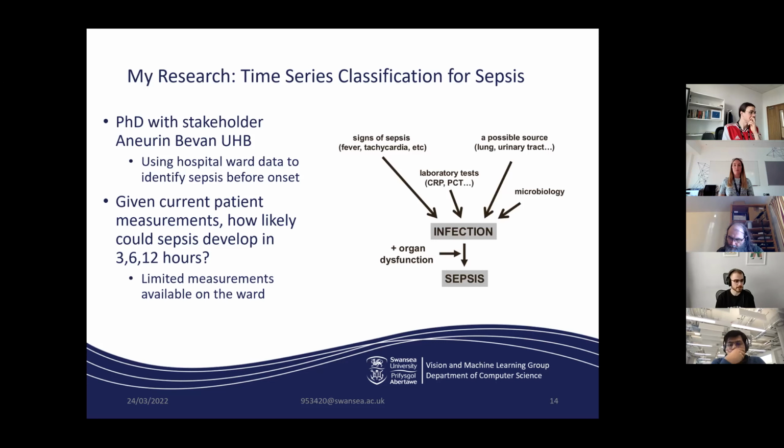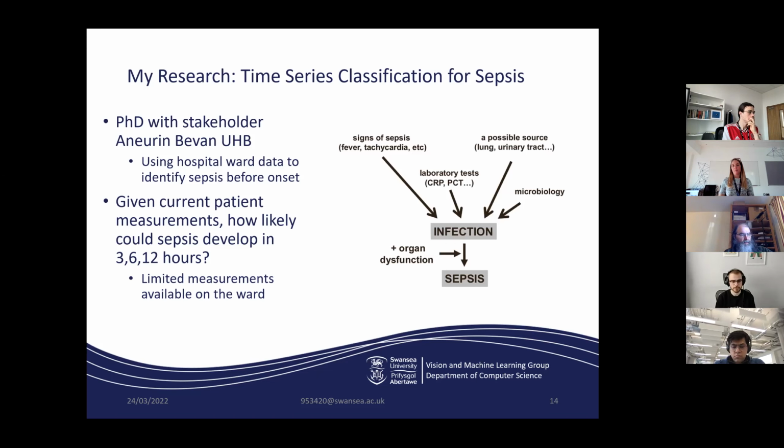And I'm working with the Aneurin Bevan University Health Board. They are based in Newport. They have 13 hospitals, I think, with a catchment area of about 600,000 people. And they're extremely interested in seeing if sepsis can be detected, because sepsis is extremely prevalent on hospital wards.